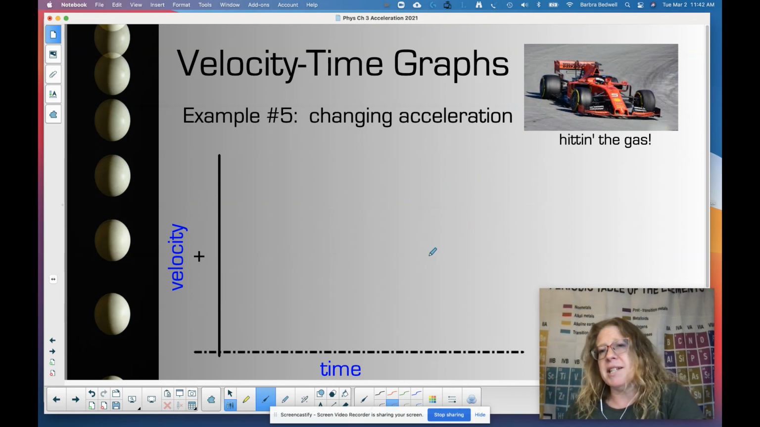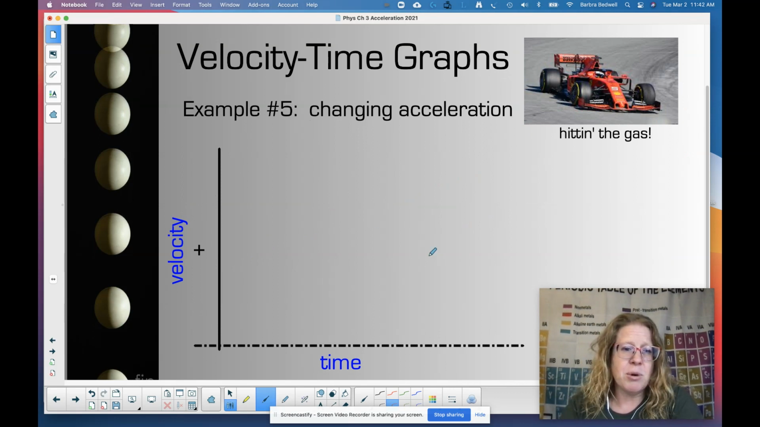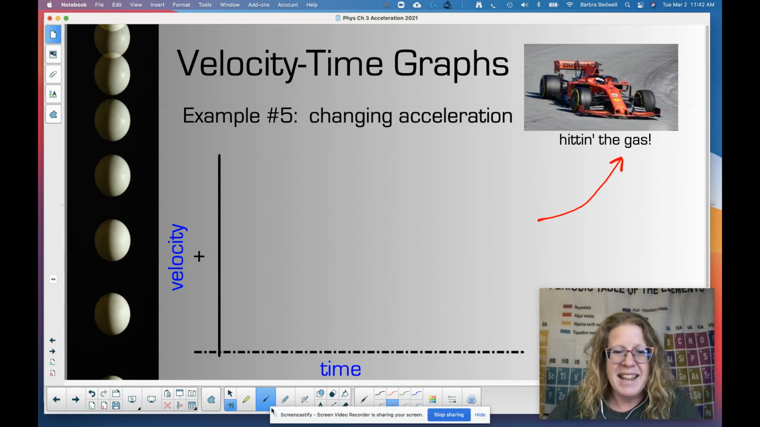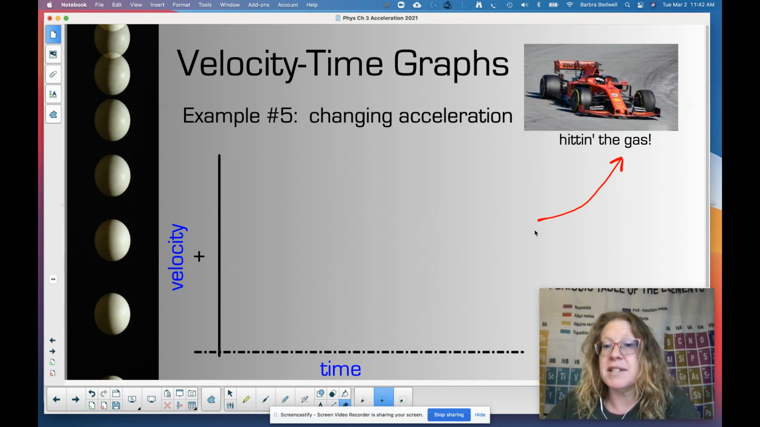Okay, what if it's changing its acceleration? Something like this, where you've got something like a race car, which doesn't just go kind of slowly but surely, but they kind of start slow and they go, right? They speed up, they hit the gas. They don't always have the same level of acceleration, changing rates of acceleration.